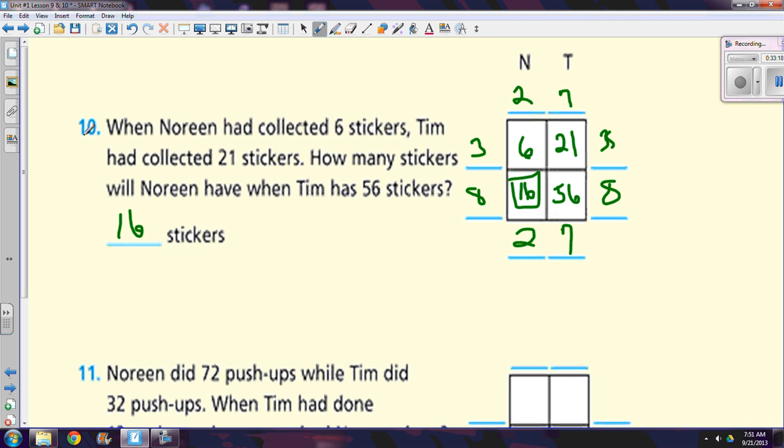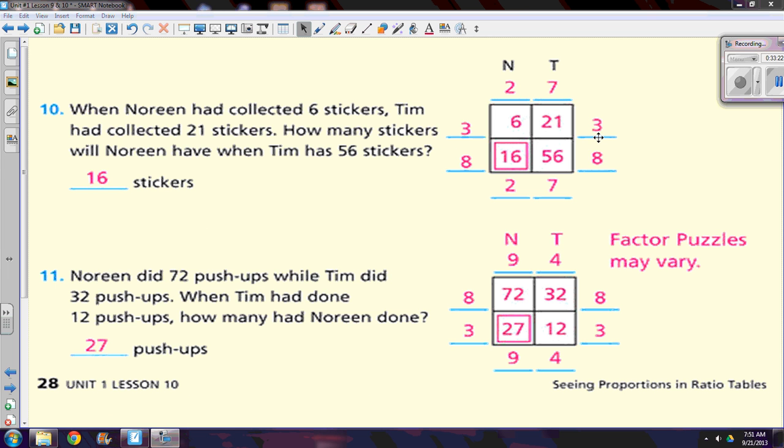So solve number 10 in your black notebook. And if you look, here's the completed one, a little bit nicer. 2, 7, 16 is boxed, 16 stickers.